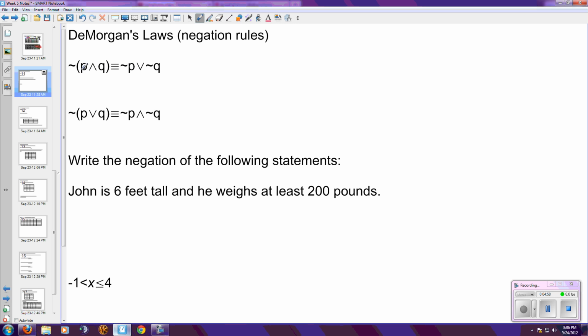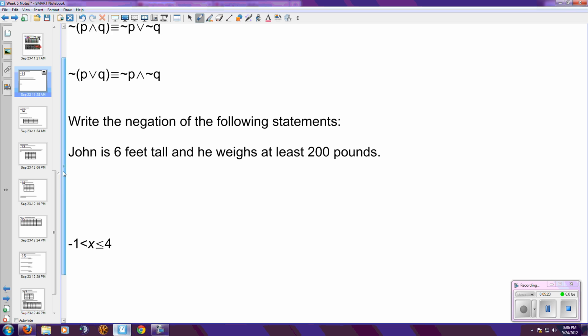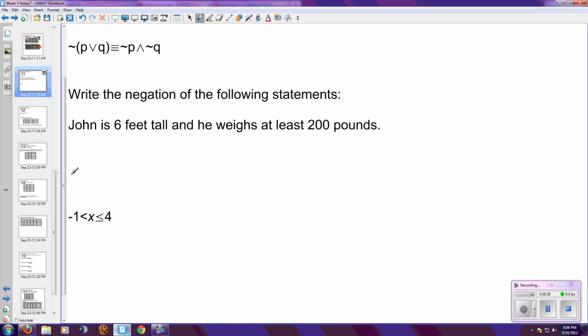If we are taking a conjunction and we want to negate an entire conjunction, that turns into, again, note the symbol for logically equivalent, not P, disjunction, not Q. Basically what happens here is we take both of our variables, we negate the variables, and then we flip the sign. So we go from conjunction to disjunction or disjunction to conjunction, depending. So let's look at an example or two.